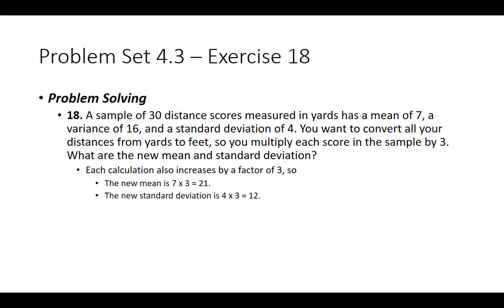Anyway, you want to convert all your distances from yards to feet, so you multiply each score in the sample by 3. What are the new mean and the new standard deviation? Well, each calculation would also increase by a factor of 3. The new mean then would be 7 times 3, or 21. The new standard deviation would be 4 times 3, or 12.